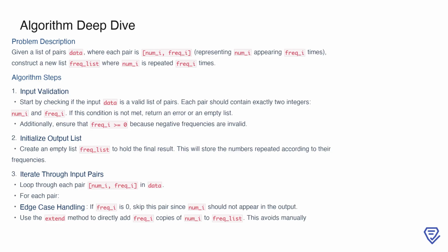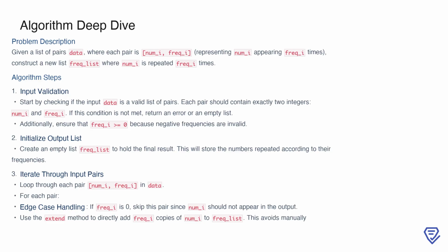The first step in the algorithm is input validation. We need to ensure that the input is a valid list of pairs, where each pair contains exactly 2 integers. If this condition is not met, we handle the invalid input by either returning an error or an empty list. Additionally, we check that frequency_i is non-negative, since negative frequencies don't make sense in this context.